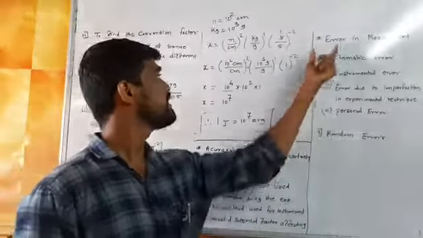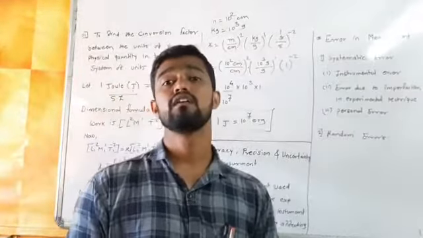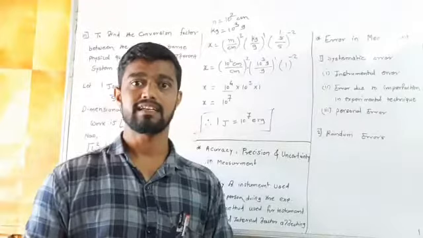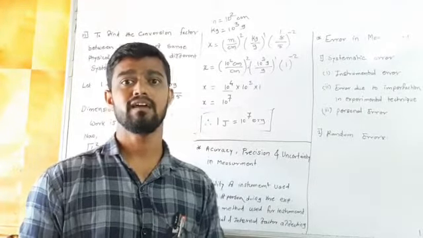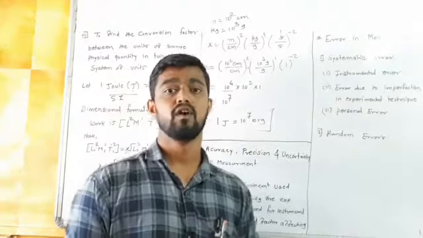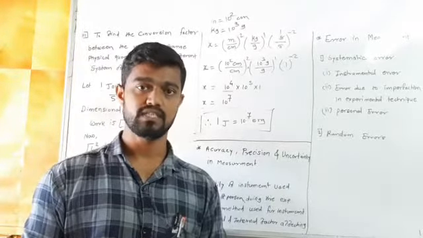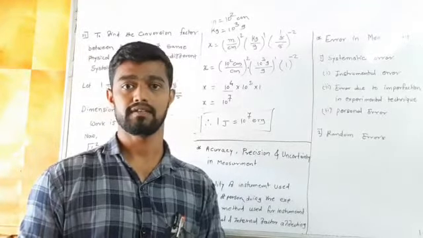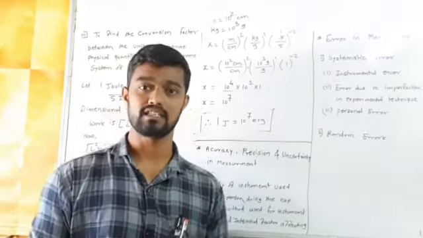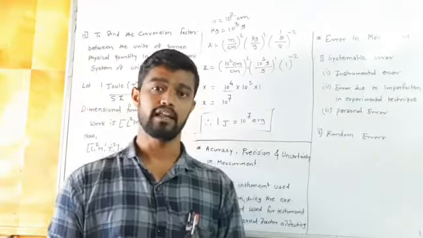So next is error in measurement. Obviously, when you measure a quantity we use an instrument, and the instrument can have an error. So what is meant by error? Faulty measurement of a physical quantity can lead to error. When you take a faulty reading or a faulty measurement, this will lead to an error.